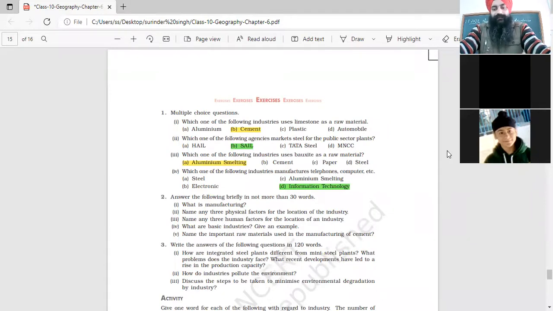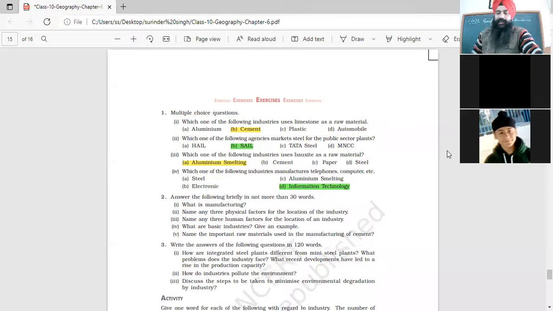Raw material, climate, water. Name any three human factors for the location of an industry. Nearness of a market, availability of capital, government policies, growth of means of transport.